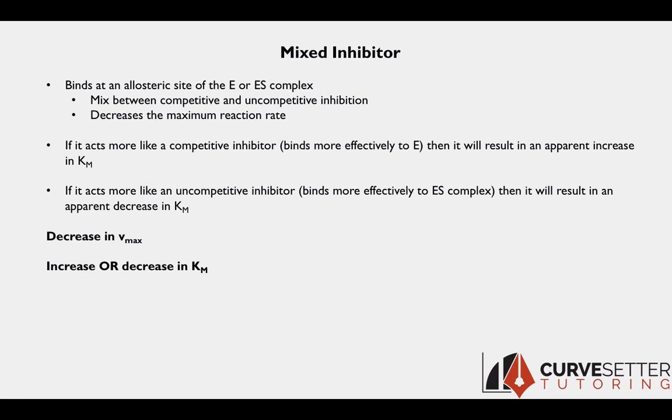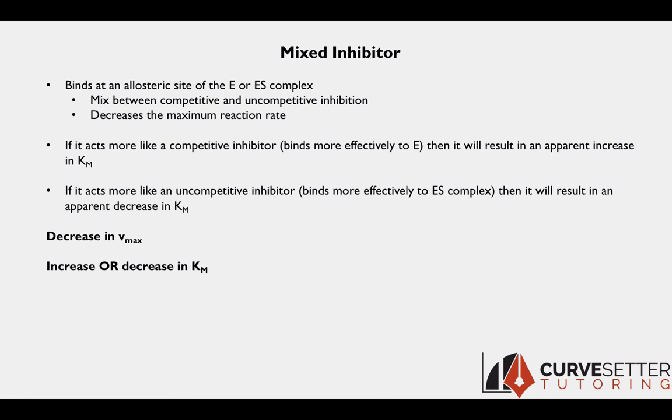So now let's talk about a mixed inhibitor. A mixed inhibitor is sort of a mix between competitive and uncompetitive inhibition. It's going to bind at an allosteric site of the enzyme or the enzyme substrate complex. So it's a mix between the two because remember, competitive binds at the enzyme and uncompetitive binds at the ES complex. It does decrease the maximum reaction rate, so it affects the catalytic activity of that enzyme.